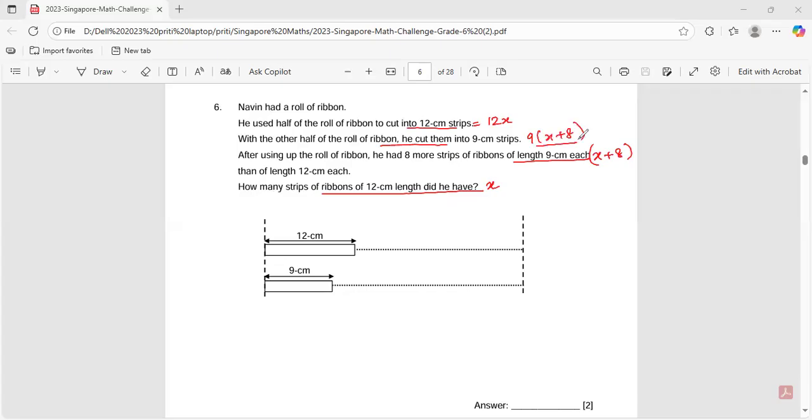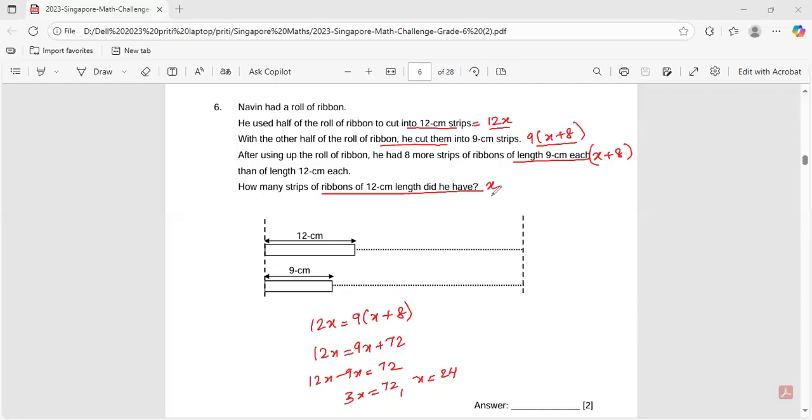This is the length of half of the ribbon. This is the length of the other half of the ribbon. So since they are equal halves, this will be my equation, right? So let's just solve this. 9x plus 72. So 12x minus 9x equals 72. Therefore, 3x equals 72. Therefore, x equals 24.